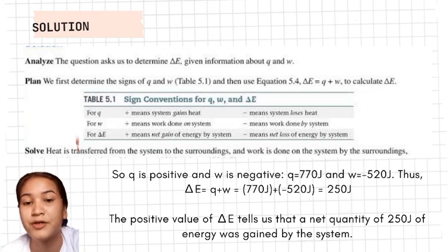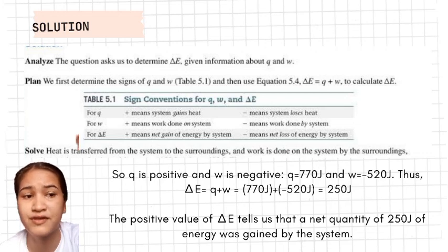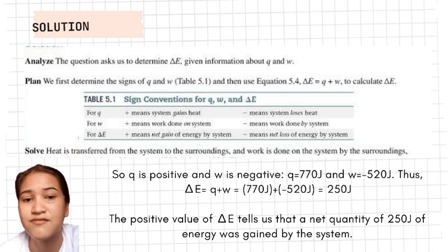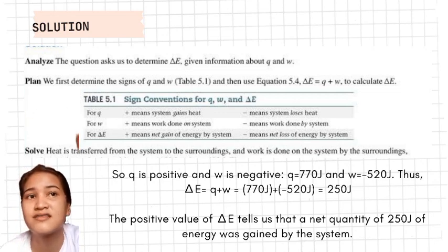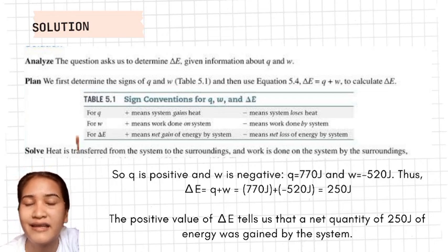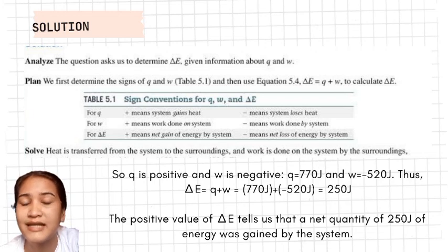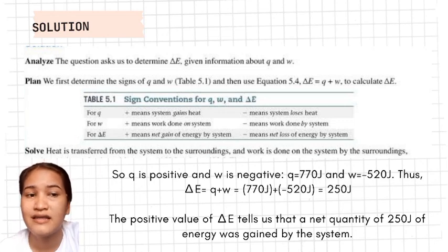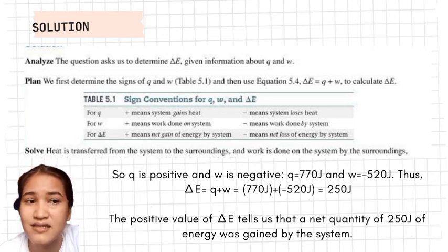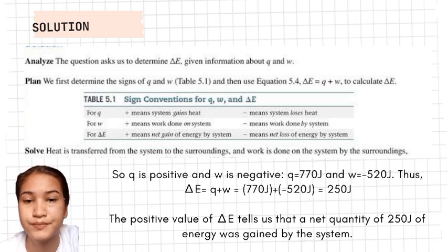After analyzing the given problem, we can now determine the signs of Q and W. Let's then use the formula for calculating delta E, which is delta E is equal to Q plus W, given that the system absorbed 770 joules of heat from the surroundings, or Q is positive. W is negative because the work is done by the system, delivering 520 joules of work to the surroundings. Using the formula, let's substitute all the values and we'll have the answer 250 joules. Delta E is positive, so we can say that the system gained 250 joules.